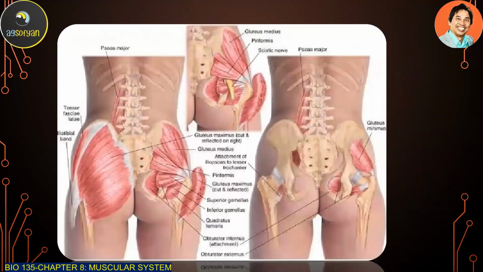And so again, this is the gluteus maximus, and the medius is on the top. This is also a site for injection. And then if we cut the maximus, the minimus will be exposed.